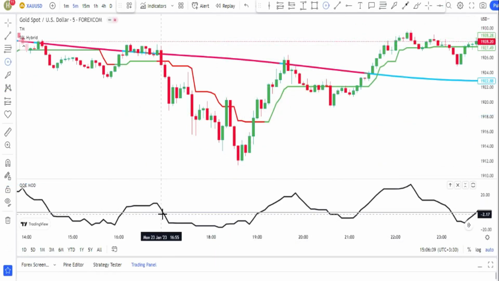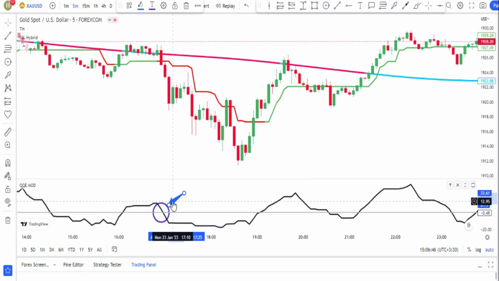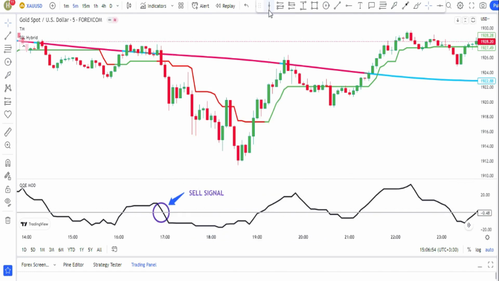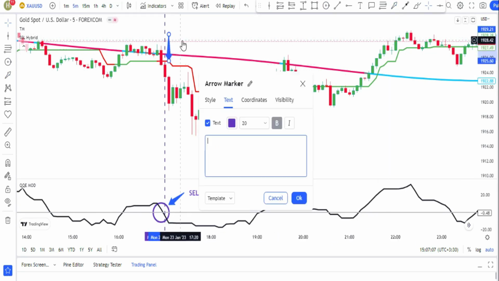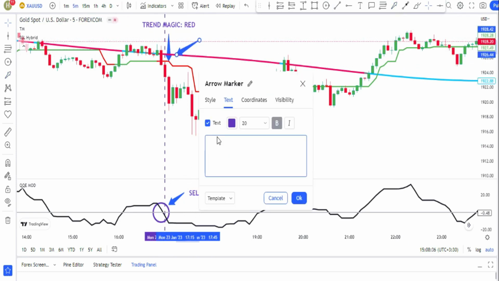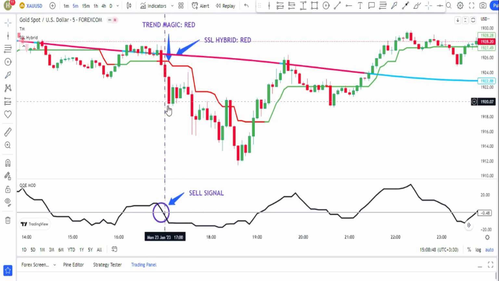For the sell signal to be valid, the following conditions must be present. First, a sell signal should be issued by the QQE Mod indicator. And second, the signal should be confirmed by the Trend Magic indicator, which means that the indicator should be red. And third, the price action should be below the red SSL hybrid.